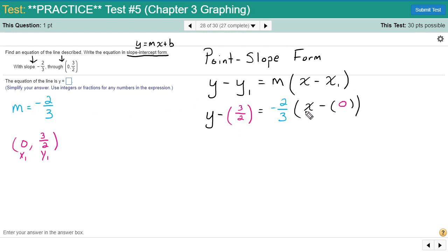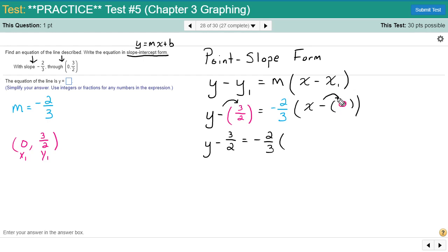So now let's go ahead and clean up this equation. We'll do some distribution and see where we're at. Here on the left-hand side, we can take that negative, distribute, and we know that a negative times a positive will give us a negative. So we have y minus 3/2 is equal to negative 2/3. And before we deal with this negative 2/3, I'm going to clean up what's inside this set of parentheses.